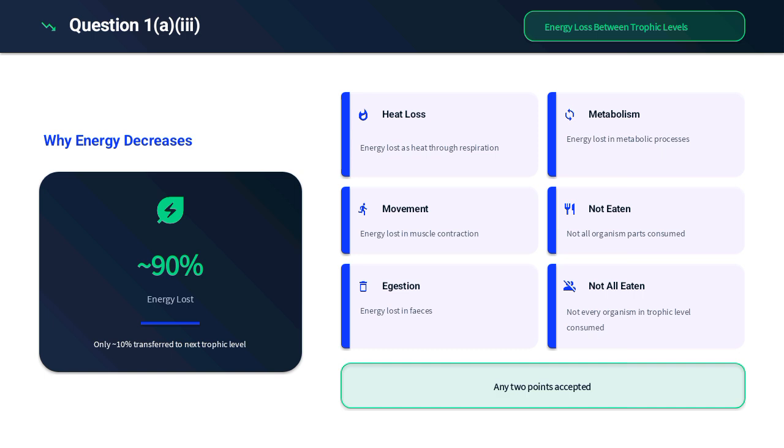Not all parts of an organism are eaten by the next trophic level. Energy is lost in feces through egestion, and not every organism in a trophic level gets eaten. You only need to state any 2 of these.